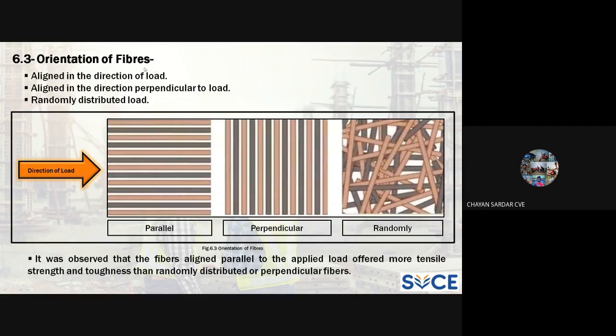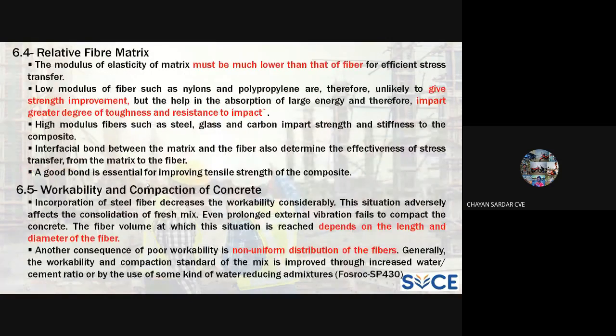Then coming to orientation of fibers, it will be aligned across in the direction of the load. This will be parallel, this perpendicular, and this for random orientation. It was seen that parallel alignment of the fibers gave higher strength and toughness. Now, relative fiber matrix. It should be much lower than that of the fiber. It will give strength improvement and impart a greater degree of toughness and resistance to impact. Impact strength will increase.